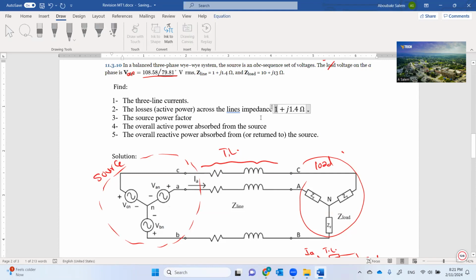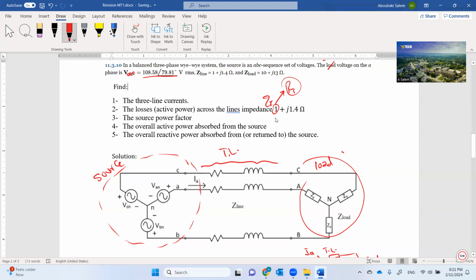So again, this is the impedance of transmission line. So this is the Z transmission, but this is the resistance of transmission, which is going to consume losses or consume power from this system. So if I would like to calculate the power, I should multiply I squared times R, not times Z.